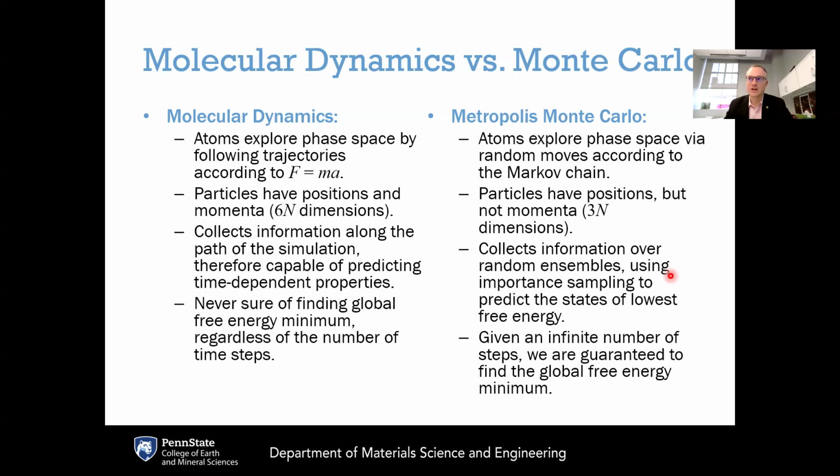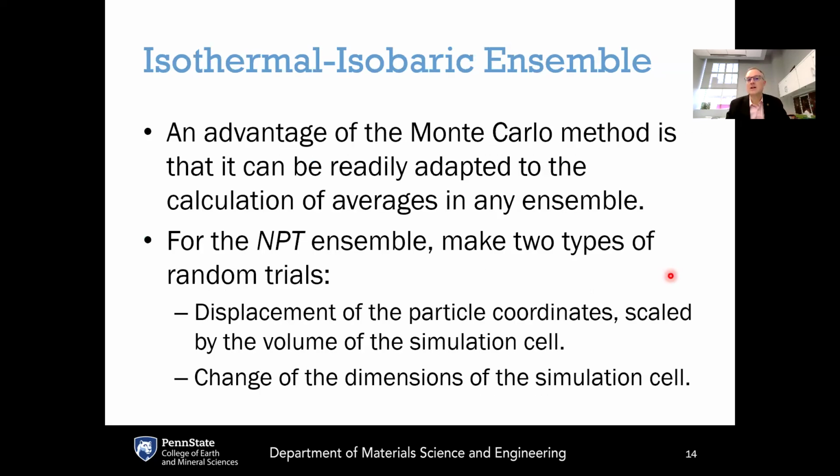of lowest free energy. And in fact, Monte Carlo sampling, because of sampling following that Boltzmann distribution, is guaranteed to find the global free energy minimum of the system, given an infinite number of steps. So this is one of the intrinsic differences between Metropolis Monte Carlo and MD, is that MC drives you towards the global free energy minimum, and MD doesn't necessarily do that.